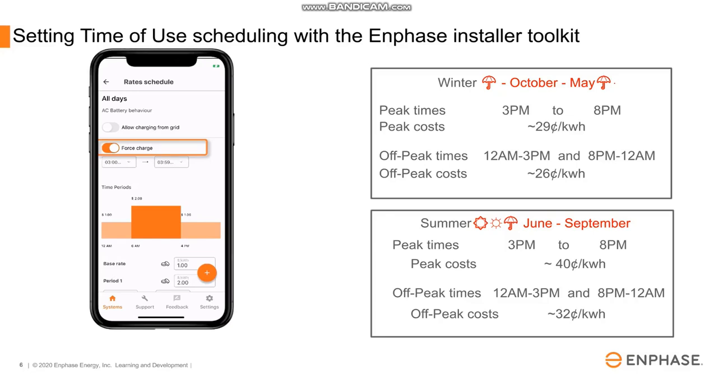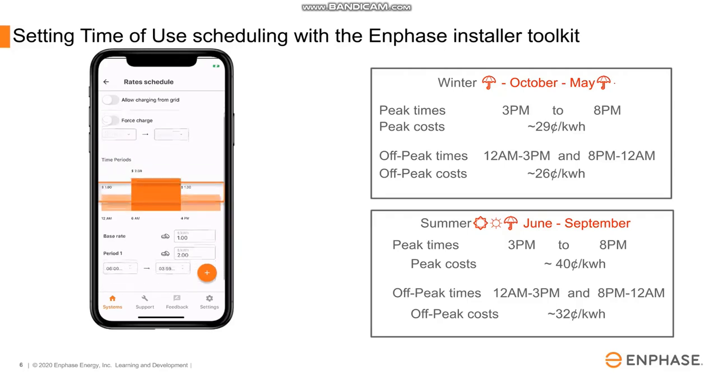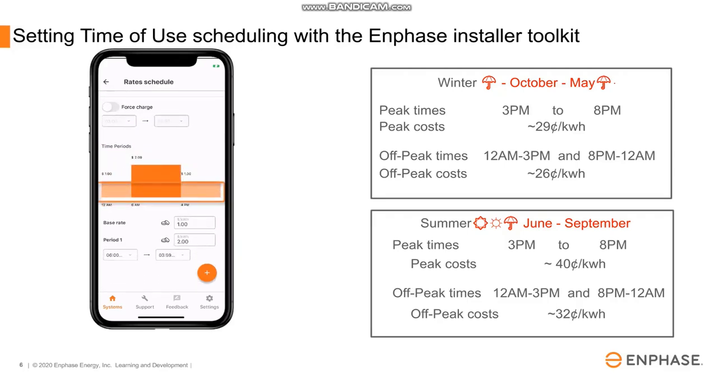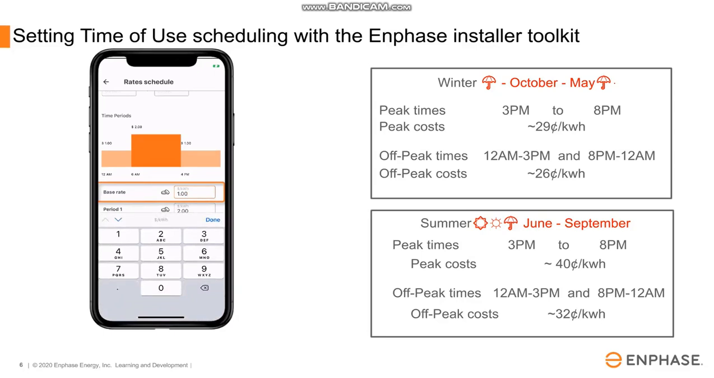Set a base rate for energy in the field. The base rate is usually the off-peak cost of energy per kilowatt hour. In this example, the winter base rate is 26 cents per kilowatt hour. Select the base rate field and input 26 cents. A period is time when the utility is charging more than the base rate. These would include peak and partial peak periods.